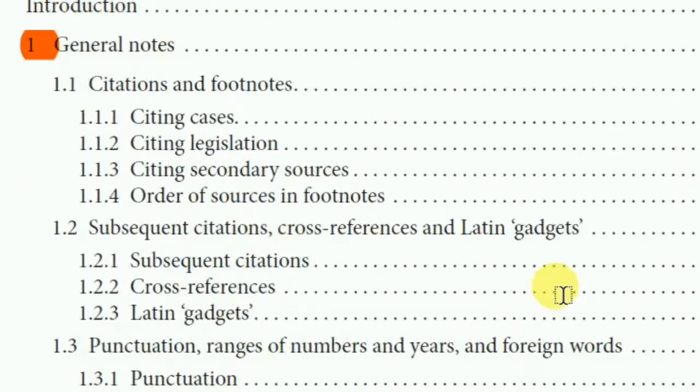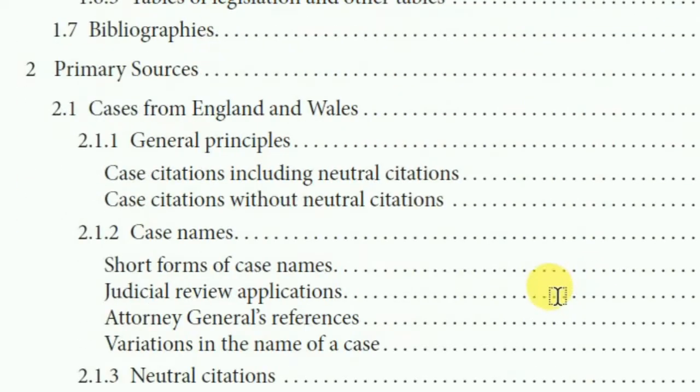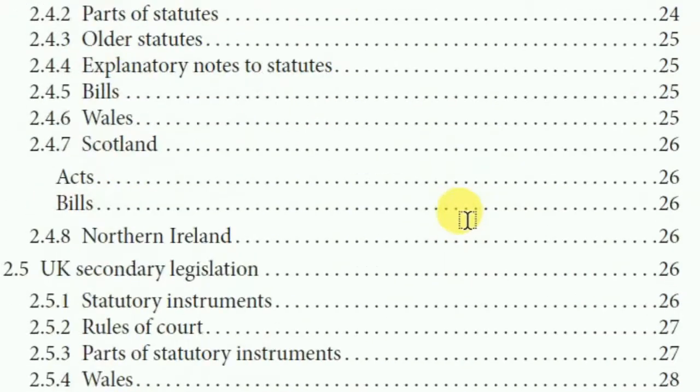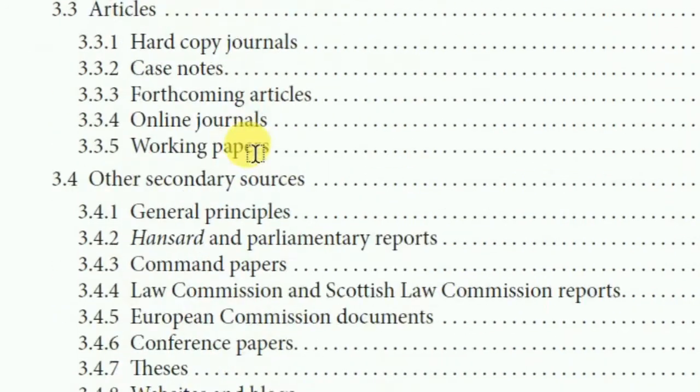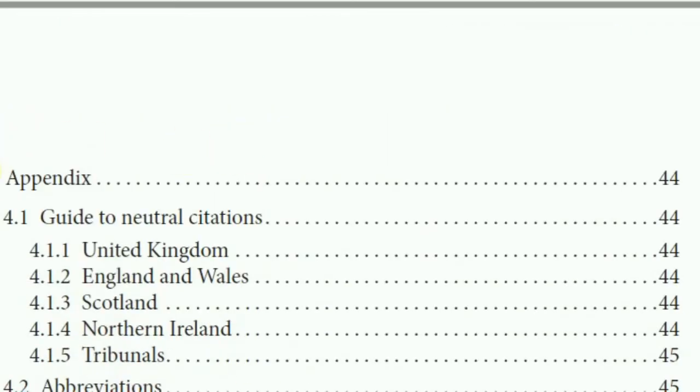You will see that Section 1 covers the general aspects of OSCOLA, Section 2 covers all of the primary sources, Section 3 covers many types of secondary sources, and Section 4 is an appendix with guides and abbreviations.